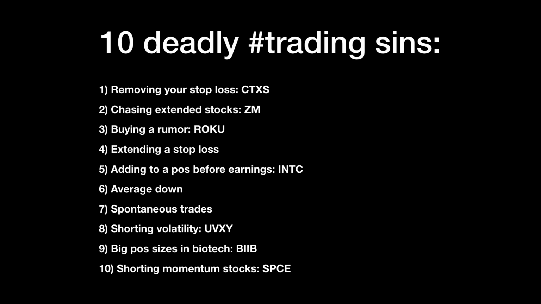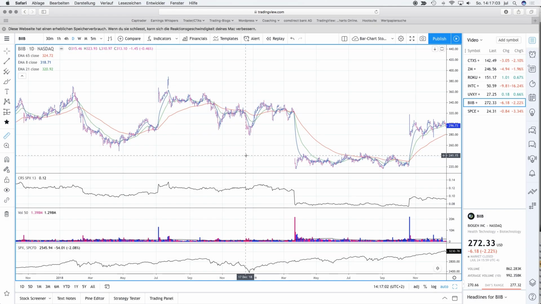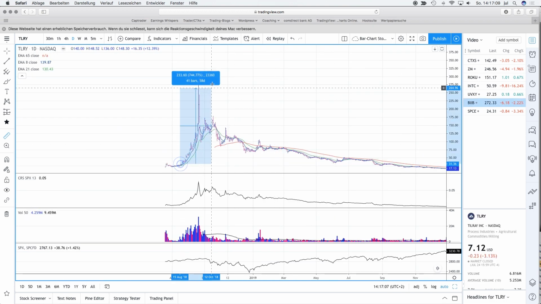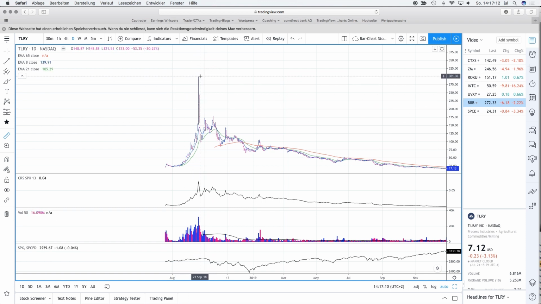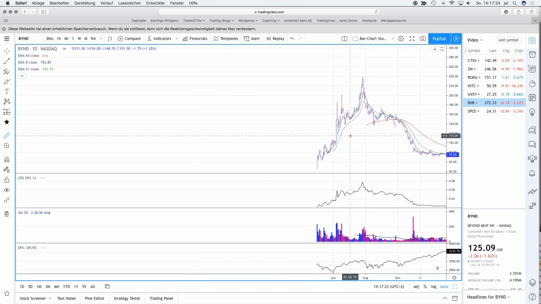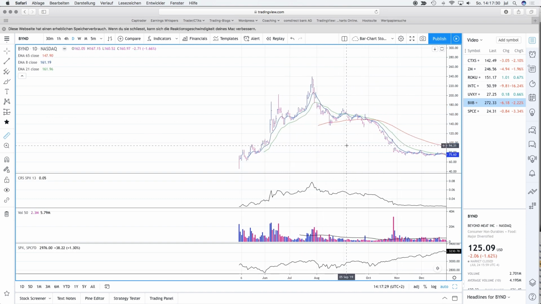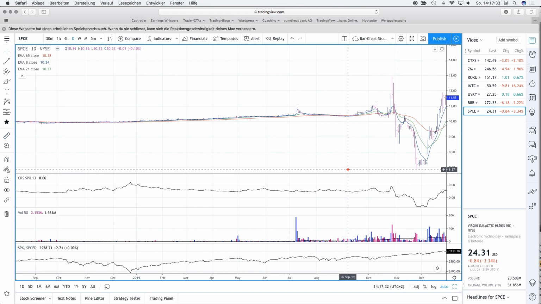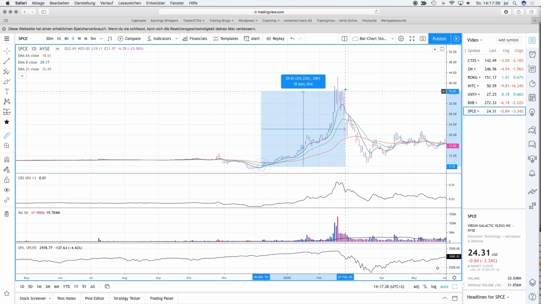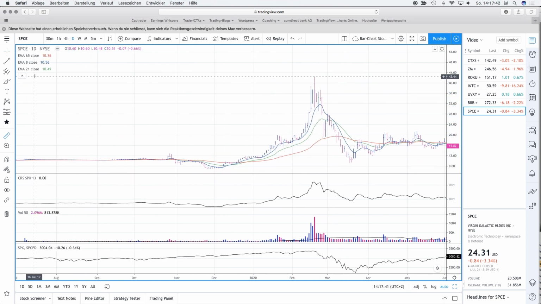You saw that some months or years ago with stocks like Tilray, a cannabis stock which moved here 850% in a couple of weeks, and that was not a thinly traded stock. That was a very liquid stock. You saw that with stocks like Beyond Meat, which also moved here 260% in a few weeks. And you can see it also from a recent example with Space here in 2020, a stock which moved 400%.